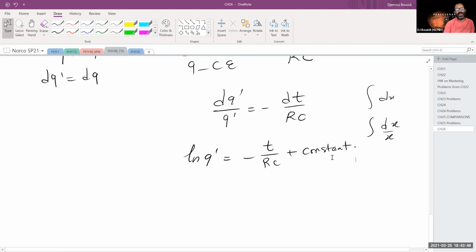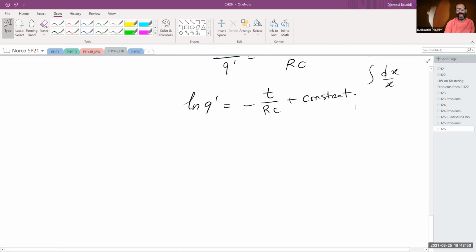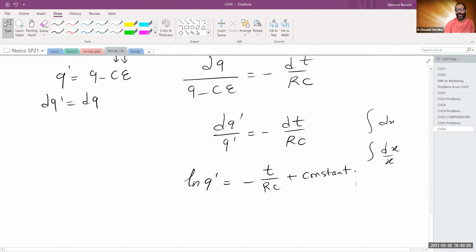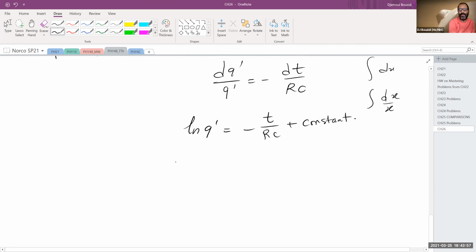So again, if I exponentiate both sides, I'm going to find q prime. And q prime, remember, is just that thing there. It's q minus c epsilon. So I'll find q minus c epsilon being equal to an exponential of a constant, which is another constant. So whatever that number is going to just be another constant.